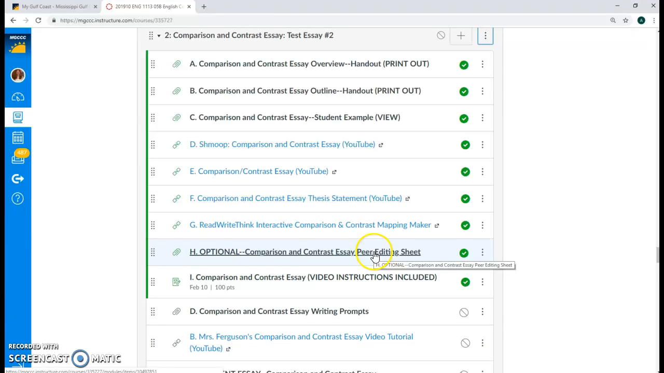Now, please ensure that you follow the instructions of the assignment before you submit it. Email me for questions.